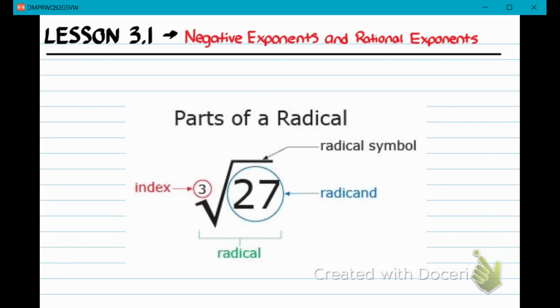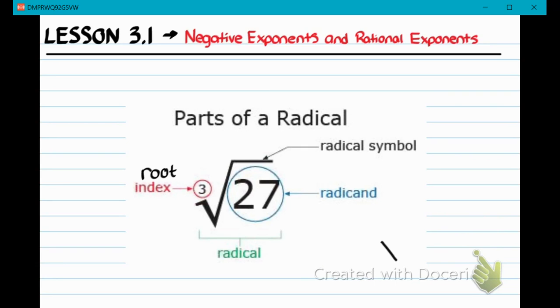Most important part is to understand what a radical is made out of and what each part of the radical means. So what I'm highlighting in green is the radical sign. The number or the term that's underneath is considered the radicand. And this little number on the outside is called the index, and it's also known as the root. So in this case, this is the cube root, because it's a 3, of 27.